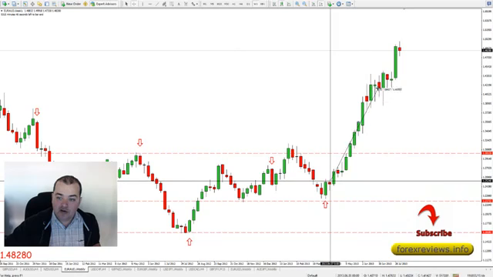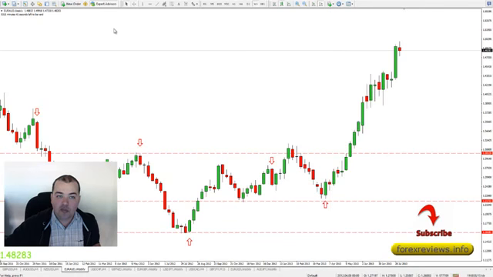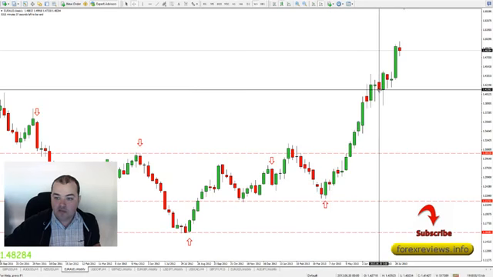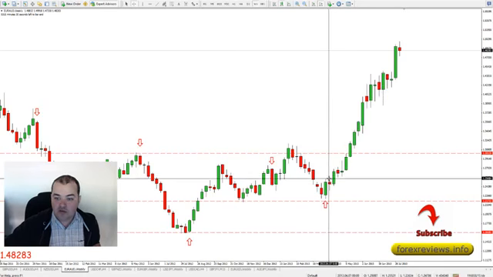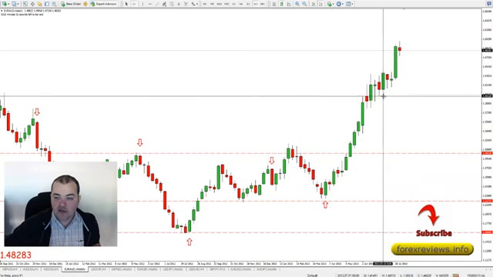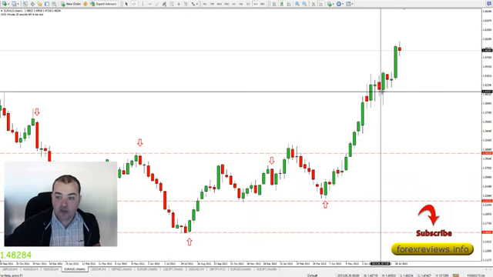And let's have a look at this. So up to there, we had 1,640. So that's a lot of pips, right? Okay. So if you bought on a retrace here, you could have gotten over 1,600 pips.